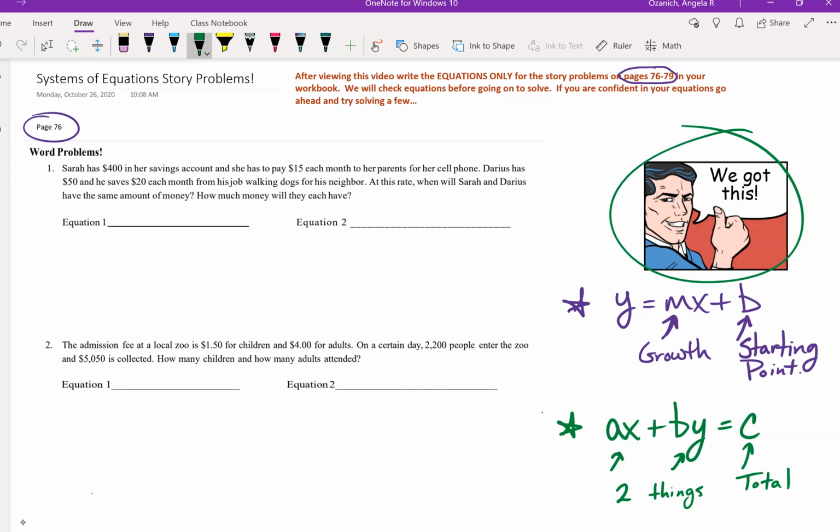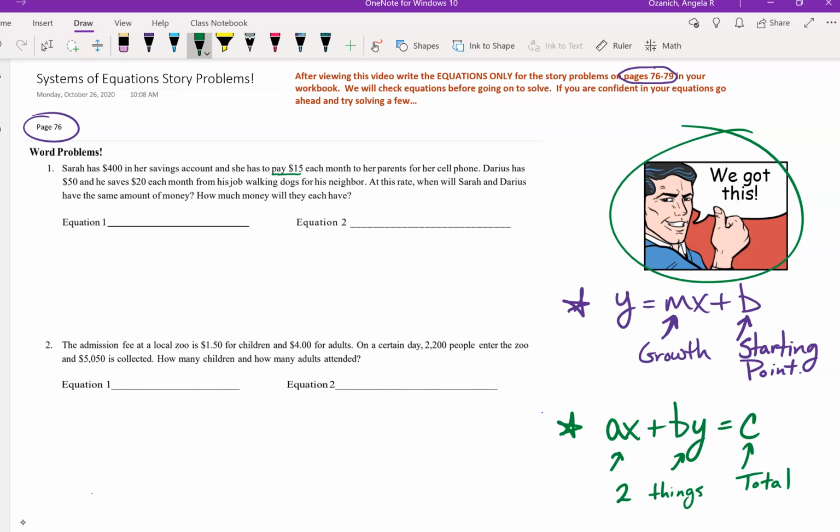Let's get after these. So Sarah has $400 in her savings account, and she has to pay $15 each month to her parents. Oops, that means she's losing money right there. She's paying for her cell phone. Darius has $50 and he saves $20 each month from his job walking dogs for his neighbor. At this rate, when will Sarah and Darius have the same amount of money? How much money will they each have?